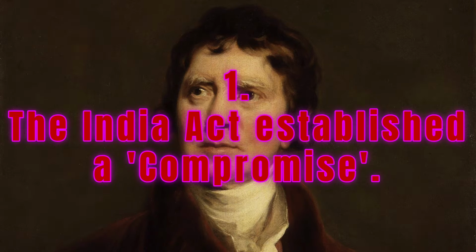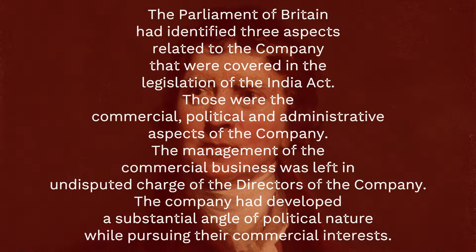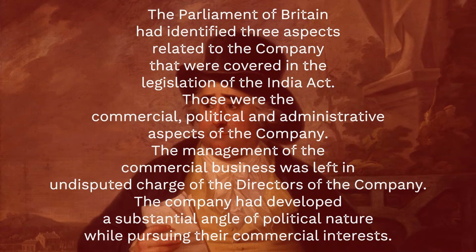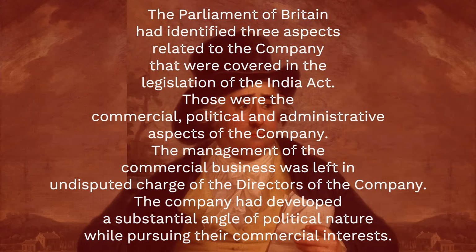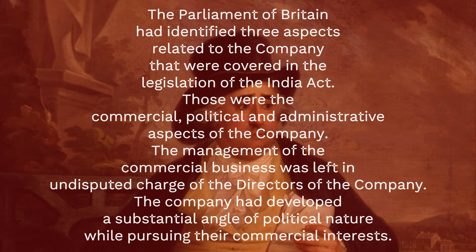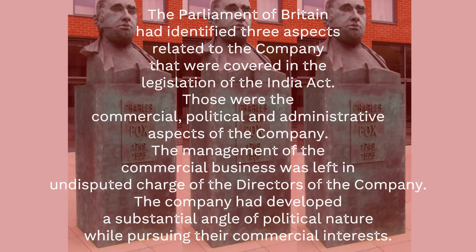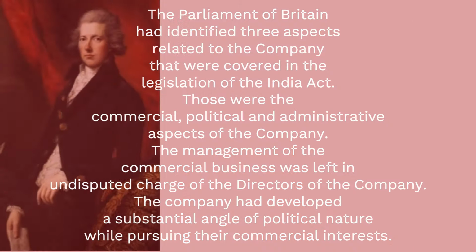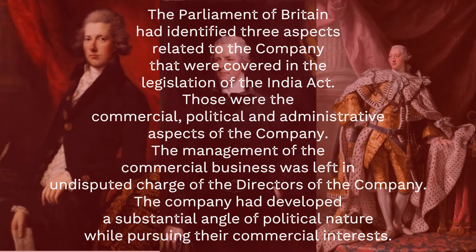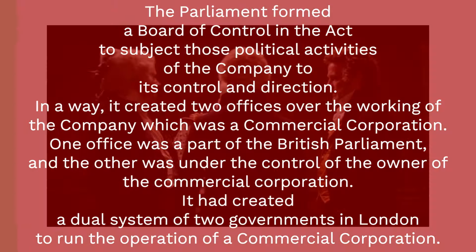1. The India Act established a compromise. The Parliament of Britain had identified 3 aspects related to the company that were covered in the legislation of the India Act. Those were the commercial, political and administrative aspects of the company. The management of the commercial business was left in undisputed charge of the directors of the company. The company had developed a substantial angle of political nature while pursuing their commercial interests. The Parliament formed a board of control in the Act to subject those political activities of the company to its control and direction.